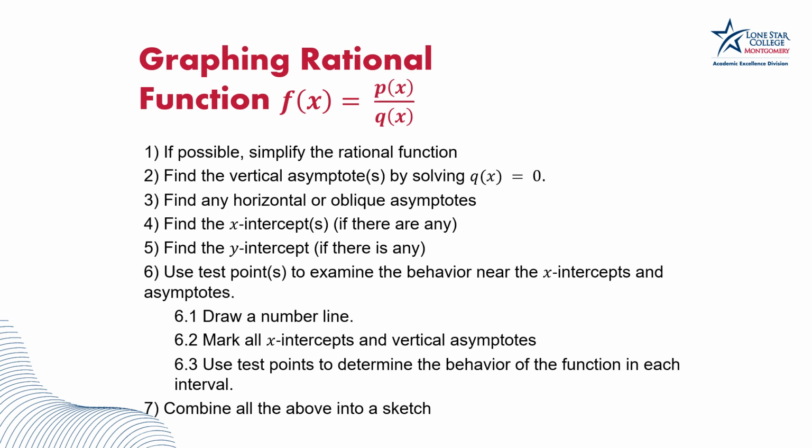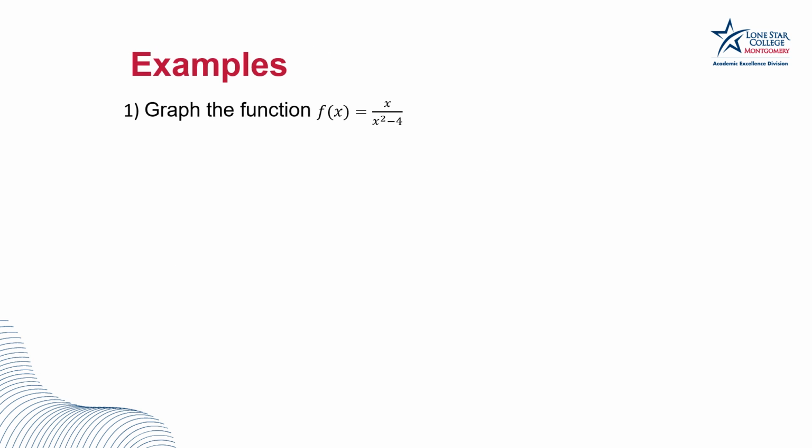Then we use the test points to determine the behavior of the function in each interval, then combine everything together into a sketch. Alright, so let's look at an example of how to graph a function. In this case, we have f of x equals x over x squared minus 4. The first thing we do is simplify our function. On the denominator, we have x squared minus 4. That can be factored into x plus 2 times x minus 2. So we rewrite this function as x over (x plus 2)(x minus 2).